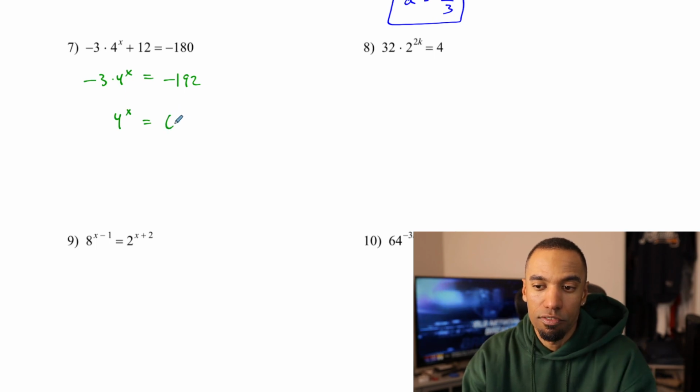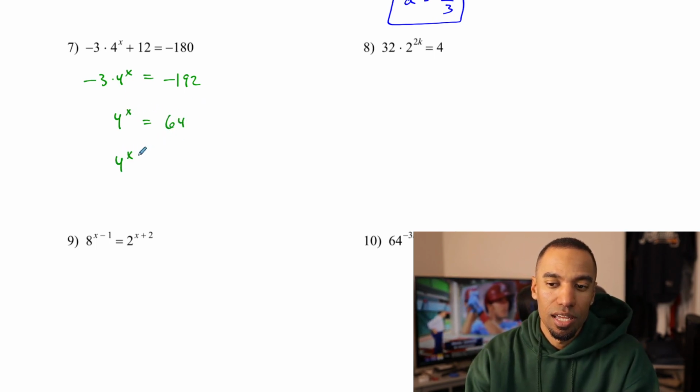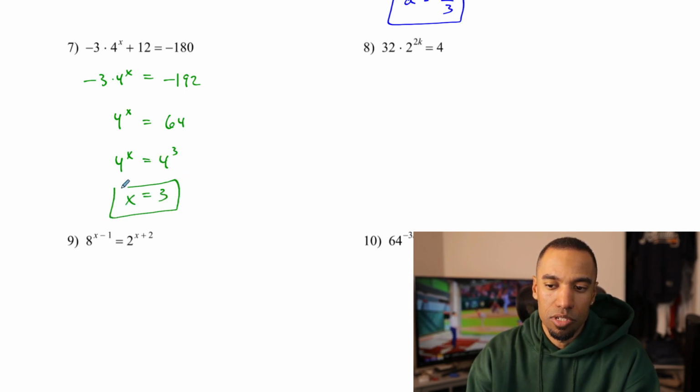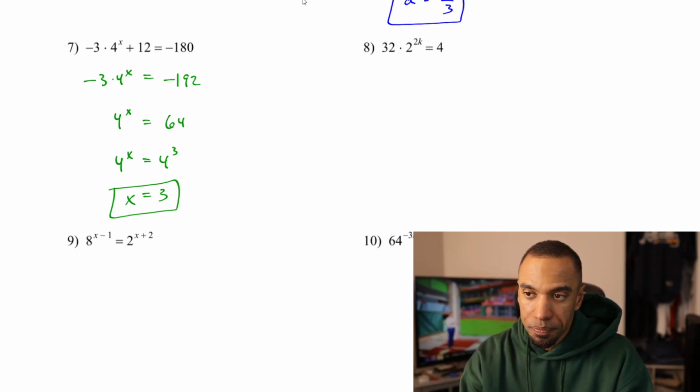64, positive 64. So 4 to some power is 64, and you betcha it is. That is 4 to the 3rd power. That makes x equal to 3, and I'm done. I've solved. You can double check these, but it looks good.